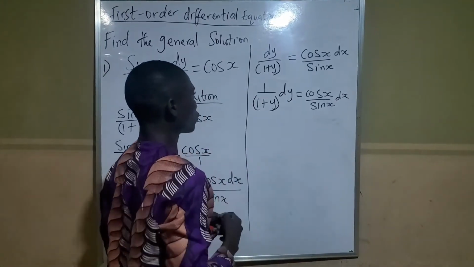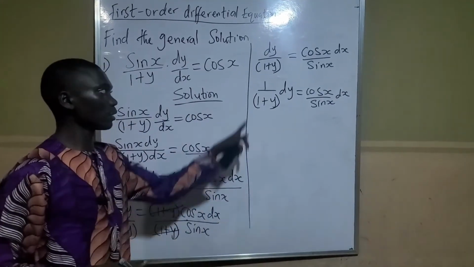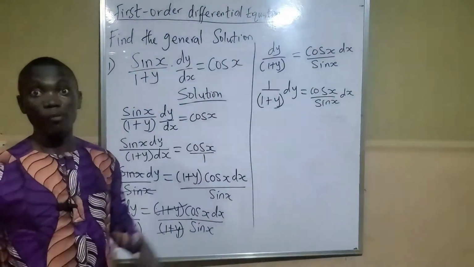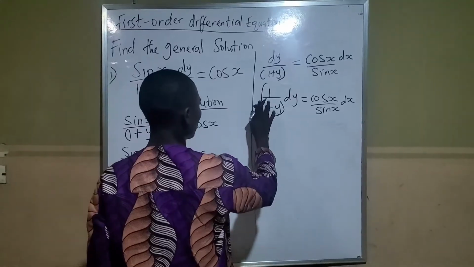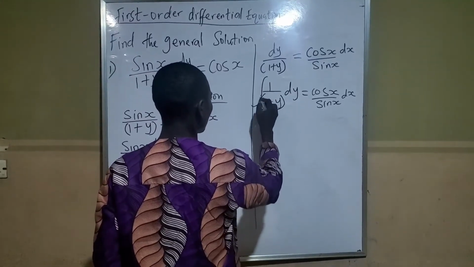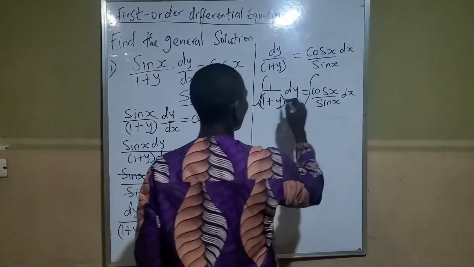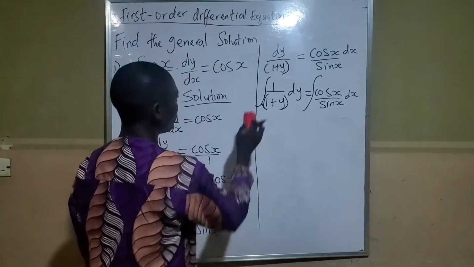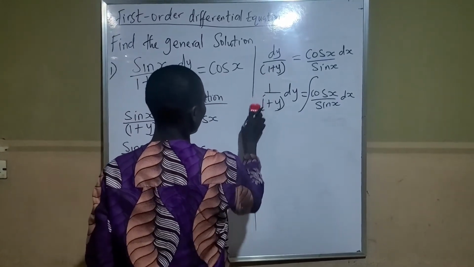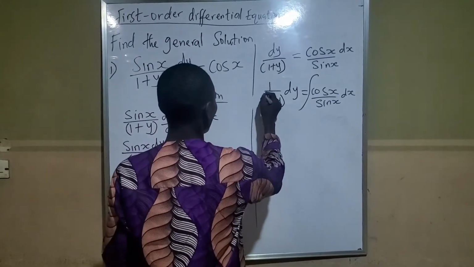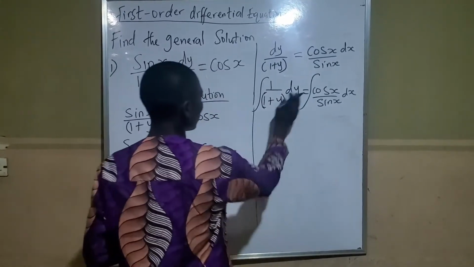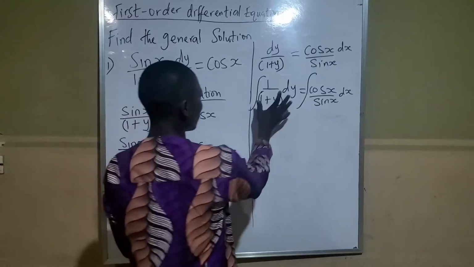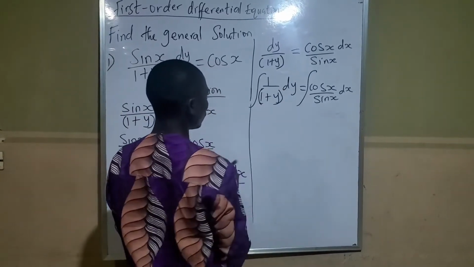So what is the next step to do? Is to take the integration of both sides. Take the integral of both sides. Let me write the symbol very well. Take the integral of both sides. Now, if I integrate this with respect to y, what will it give me?